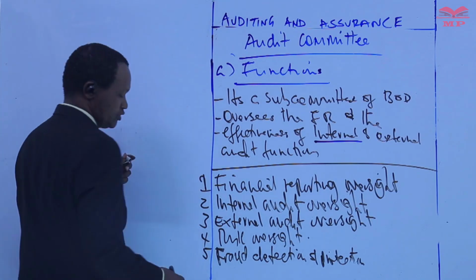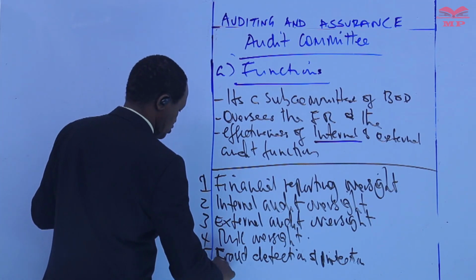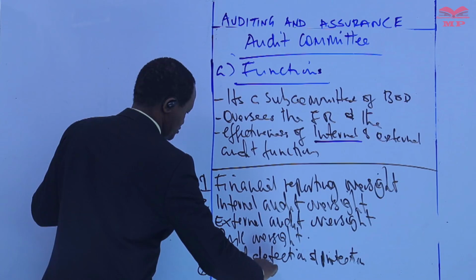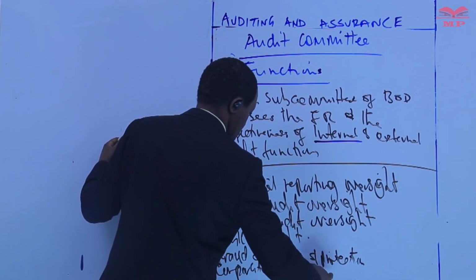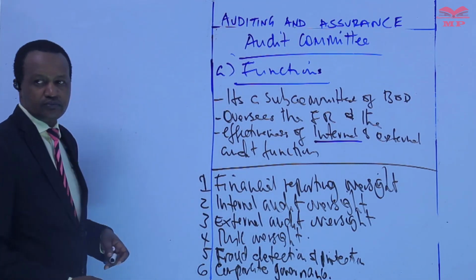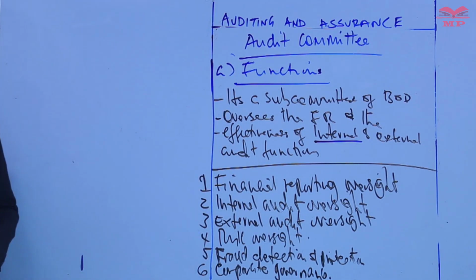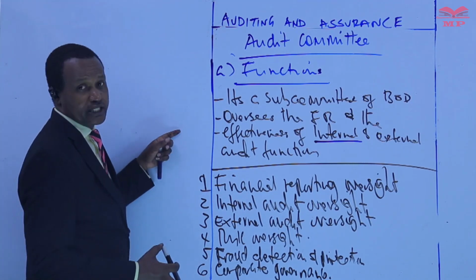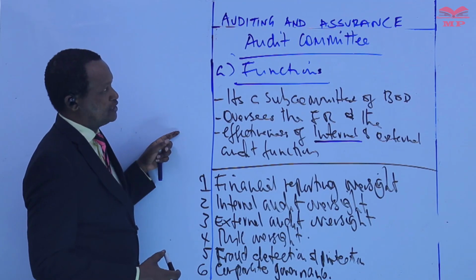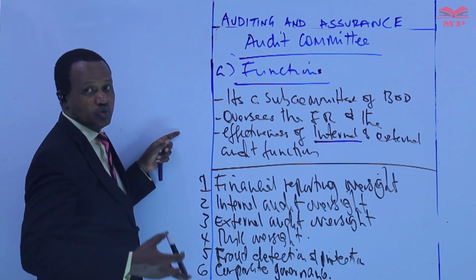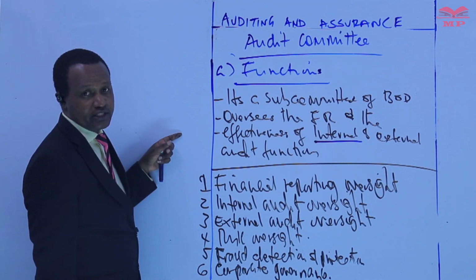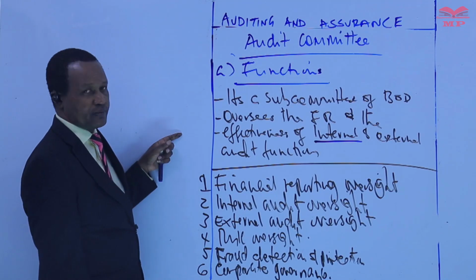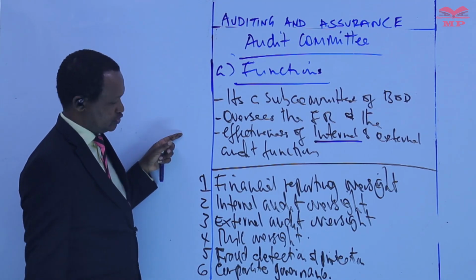You can go on and even cite corporate governance. How is corporate governance a function of the audit committee? Now, the committee promotes good corporate governance practices. The committee ensures that the organization is complying with the applicable laws and regulations.